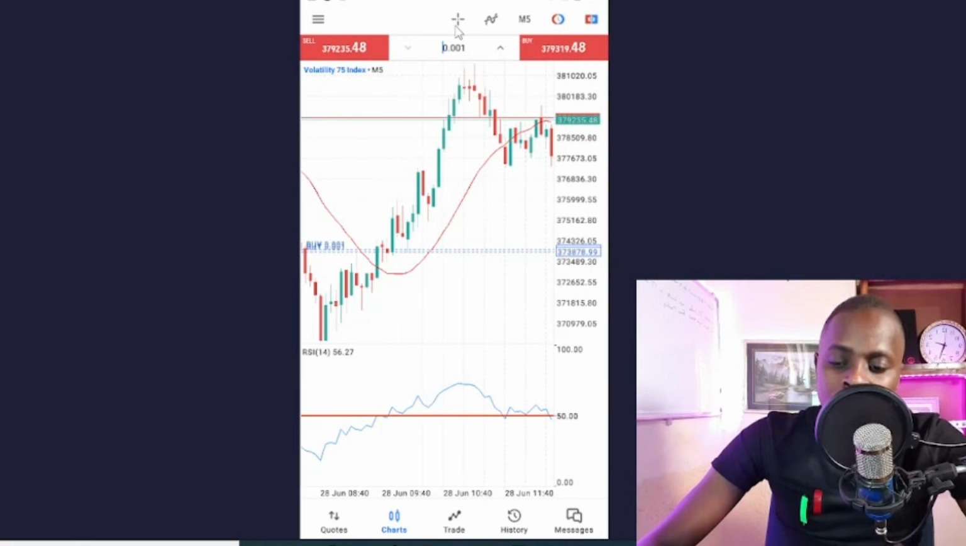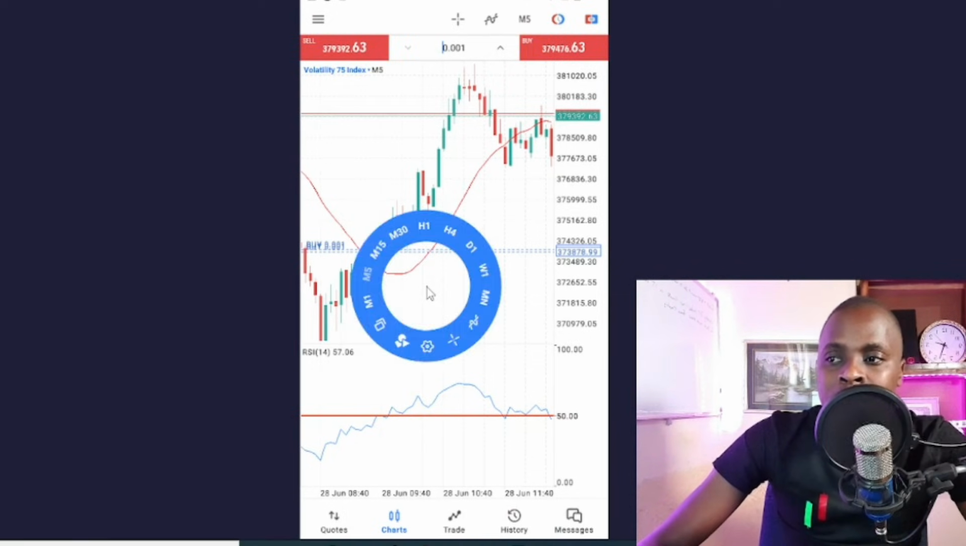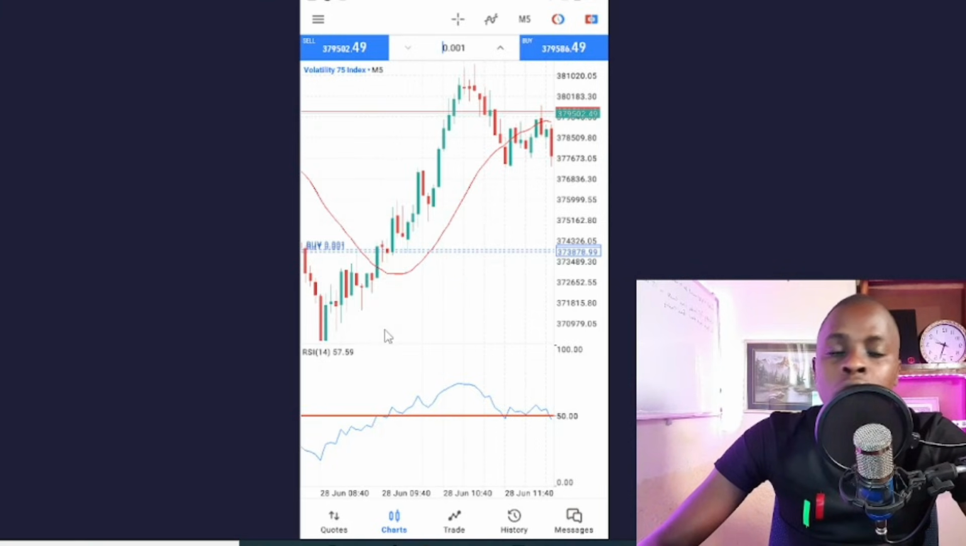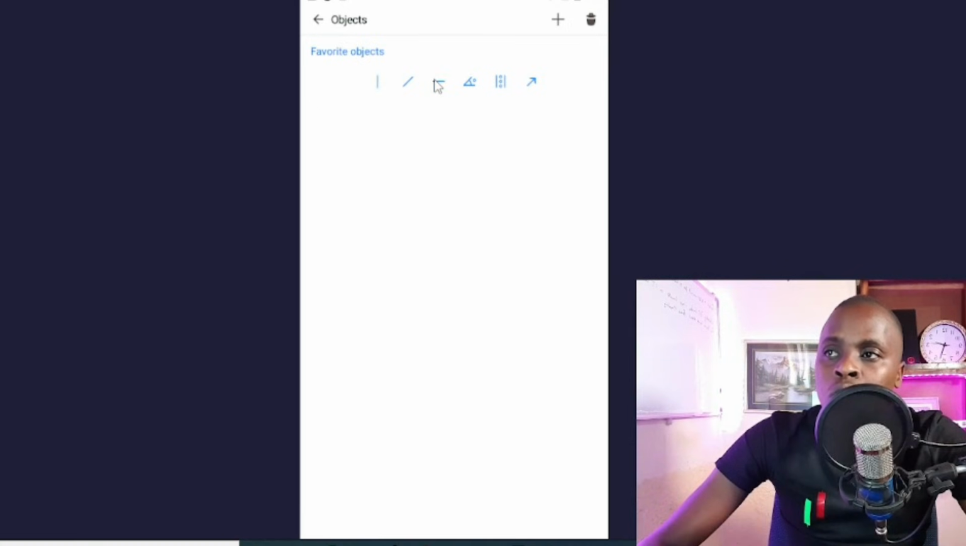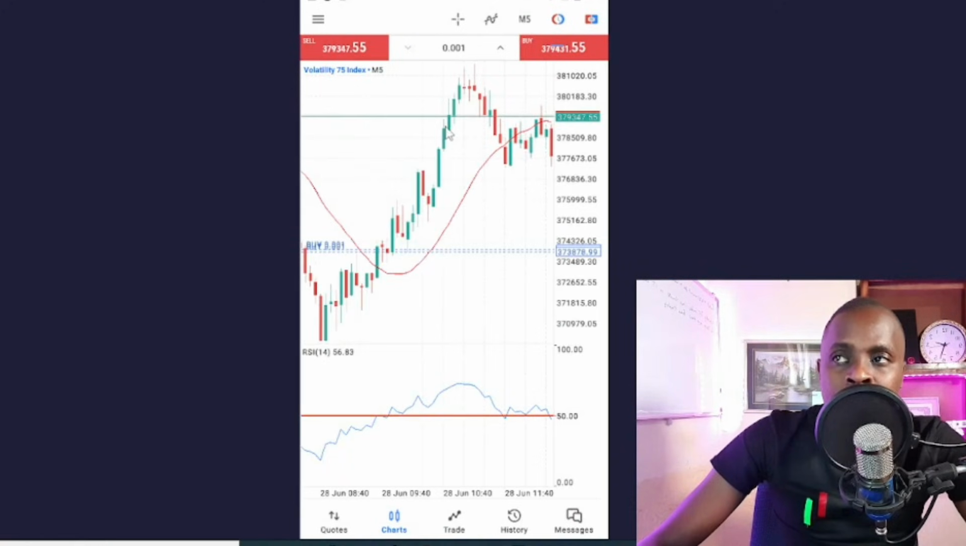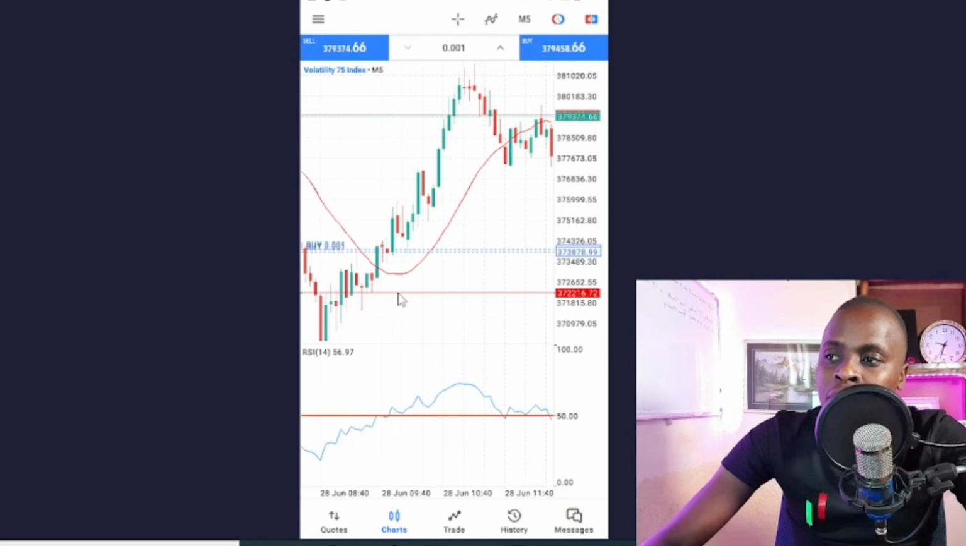When you are trading currencies, you want to know the amount of pips from your entry to where you want to put your stop losses. But when you are trading Volatility 75 index or other synthetic indices, you are not using pips, you are just using points. So all you need to do is calculate the points from your entry to where you want to put your stop losses, and then you multiply that by your lot size. It's very easy. Let me show you how to do that.